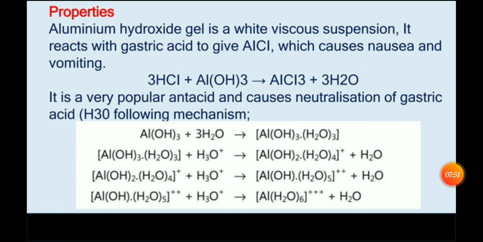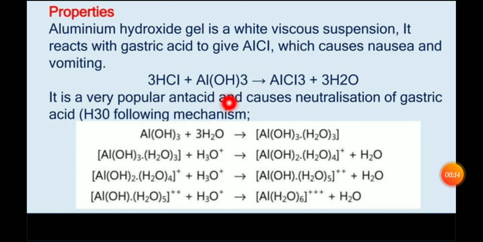Next, properties. There are some properties. Aluminum hydroxide gel is a white viscous suspension. You must have seen in the market the aluminum hydroxide gel, which is an antacid, as a white viscous suspension. It reacts with the gastric acid to give AlCl3, which causes nausea and vomiting also. Okay, see, this is the reaction.